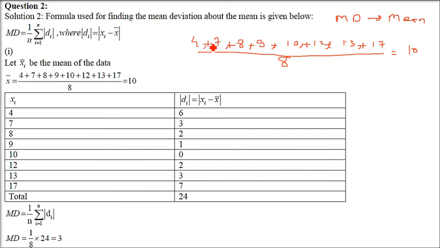Divided by 8 is 10. So 10 will come. So 80 will come. 80 divided by 8 is 10. Now same thing you have to do. Means you have all these elements. Now you have to subtract this mean from each element.